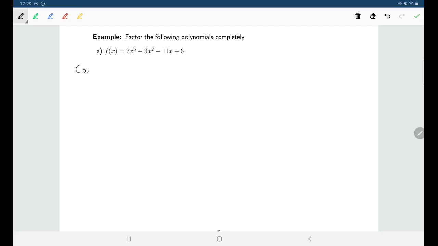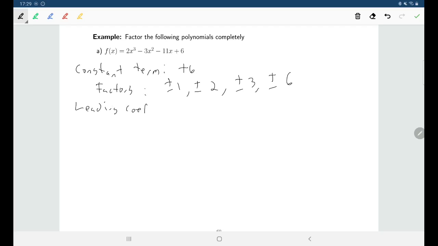If we're thinking about the constant term, which happens to be positive 6, that could be factored in a variety of different ways. Factors are positive and negative 1, positive and negative 2, positive and negative 3, and positive and negative 6. For the leading coefficient, which is 2, the factors for that would be positive and negative 1 and positive and negative 2.